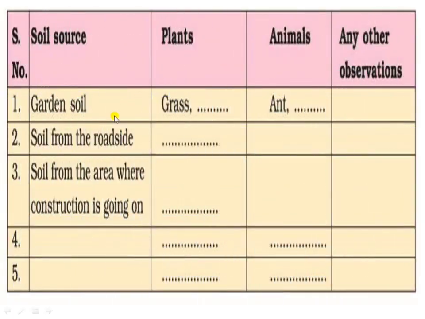This is the table here. As you can see here, you have to write down the soil source, serial number, plants, animals and any other observation that you will observe. First is, you have to take the garden soil, soil from the roadside, soil from the area where construction is going on, or you can take the soil from the agricultural land. After that, you have to notice how many plants are present in garden soil, second how many animals are present, and any other observation you will observe. Write it down in this table. Okay, this is the activity 9.1.